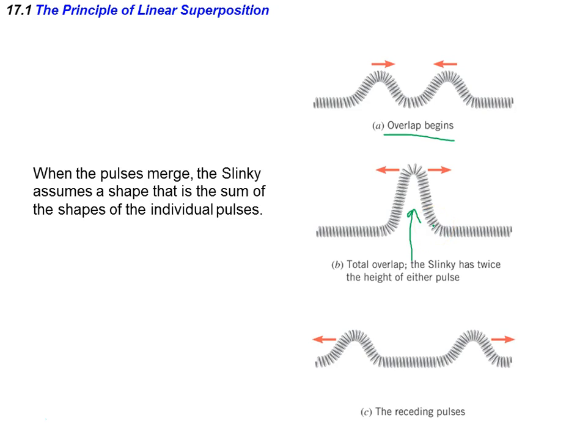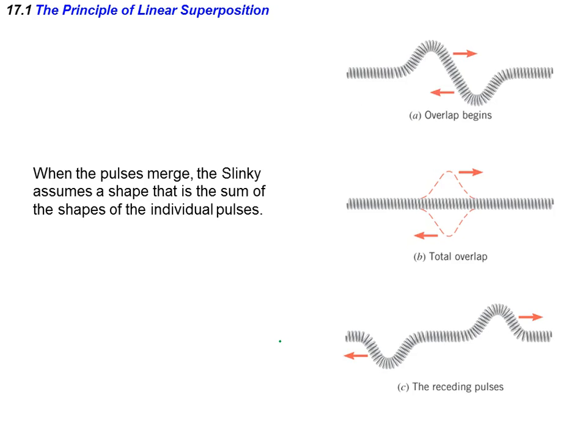Now the key is after they add together, they continue moving left and right. These wave fronts don't change their speed. They continue on, and we see they return to their original amplitude and move in opposite directions. This example here is an example of constructive interference, where the amplitudes are adding together.